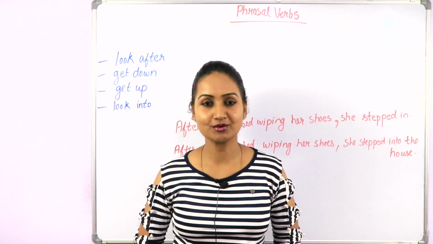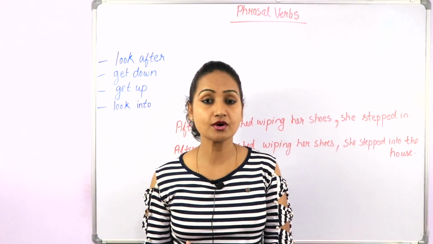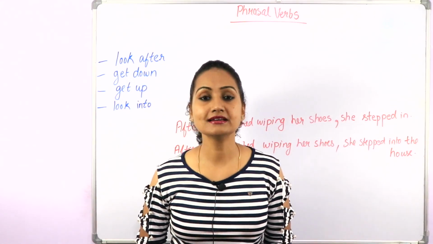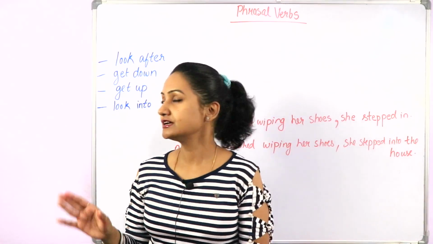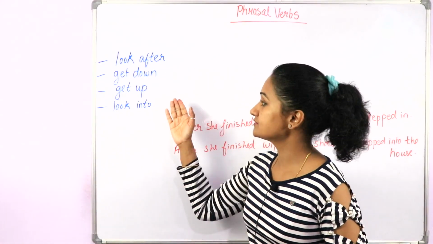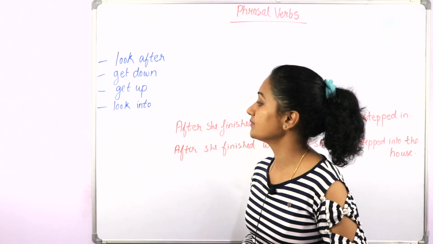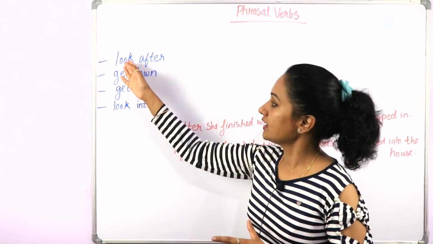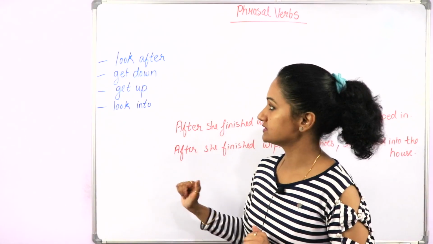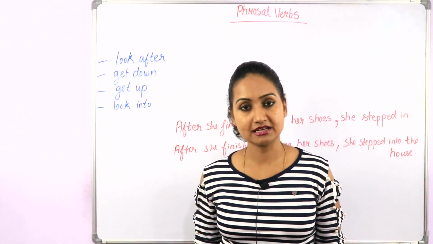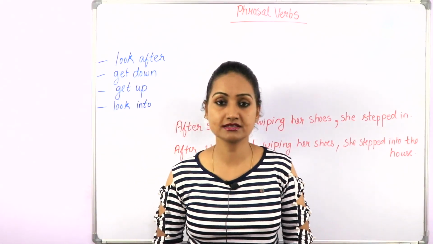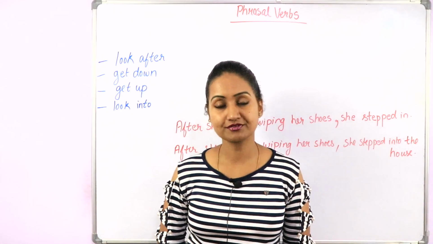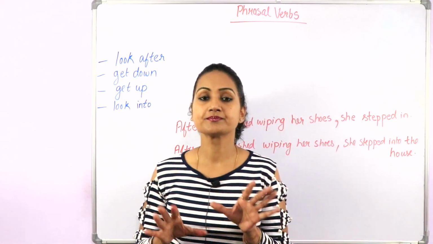What is a phrasal verb? A phrasal verb is a verb plus a preposition like in, on, out, with, etc. Here we have some phrasal verbs: look after, get down, get up, look into. So when a verb comes with a preposition, it has a different meaning. For example, look after means take care of. We should look after our parents. You should look after your stuff. So this is called phrasal verb.